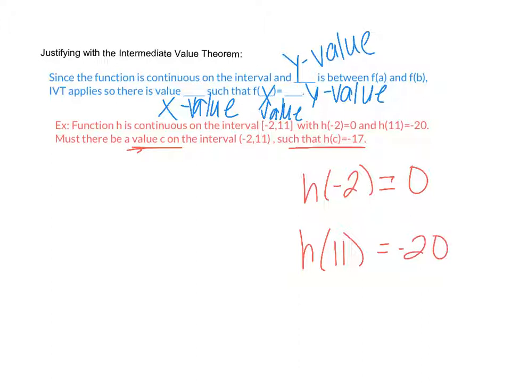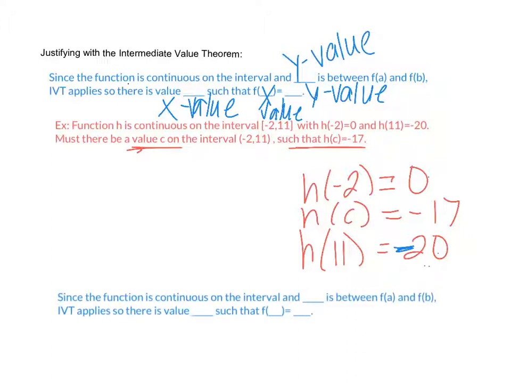They're asking me if there's a c such that the y value is going to be -17. We'll see how -17 is between 0 and -20. That means that yes, it's going to have a value c by the intermediate value theorem. So let's justify it like we did above.